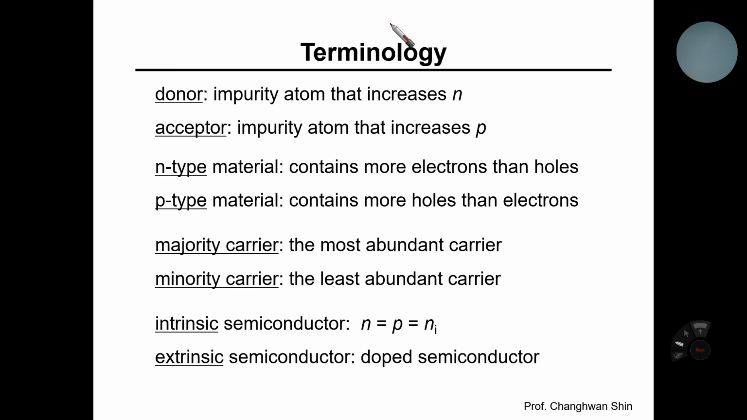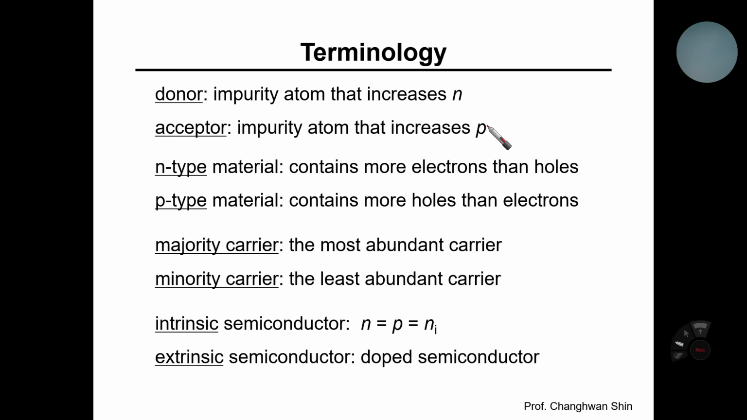Here you can see a short summary of the terminologies that we are going to use in this lecture. A donor is an impurity atom coming from column 5 of the periodic table, and the role of the donor is to increase the electron concentration. A single donor gives a single free electron because it has one more outermost electron compared against the silicon atom.